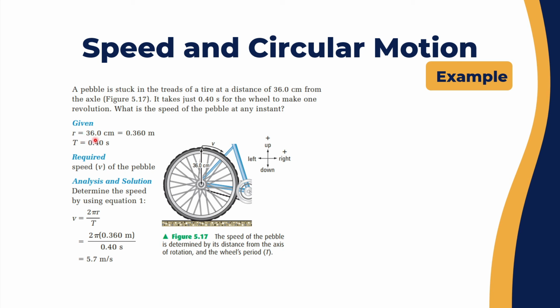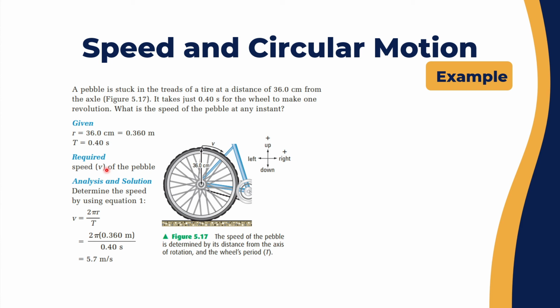So r is 36 centimeters. It's preferable to be consistent with units, to have it in meters. So you convert centimeters to meters, which gives you 0.36 meters. For the cycle, T equals 0.4 of a second. Seconds is a consistent unit in this case.